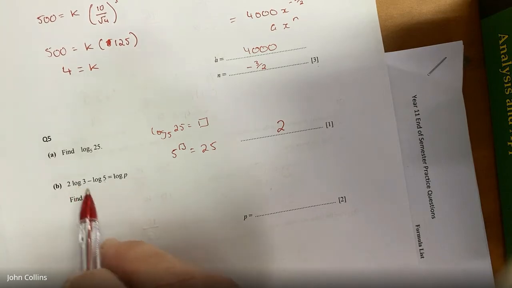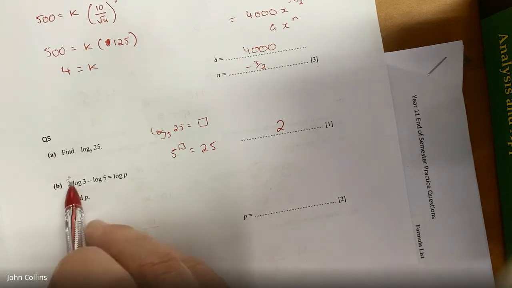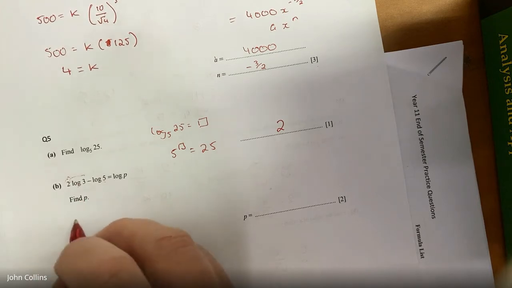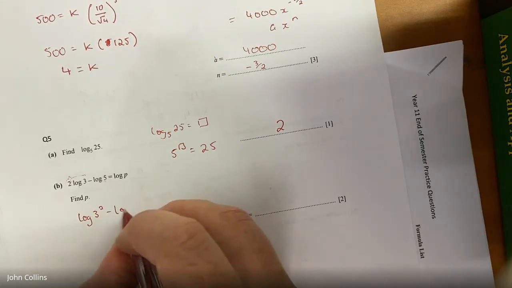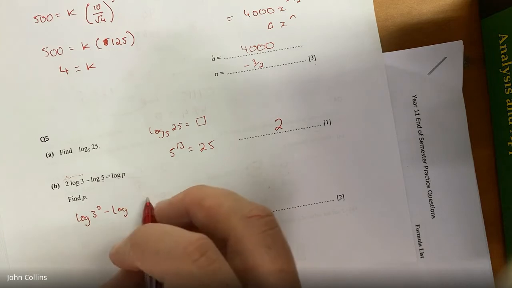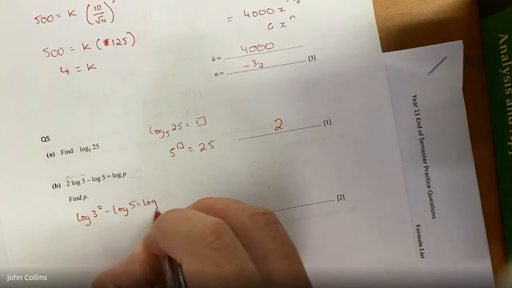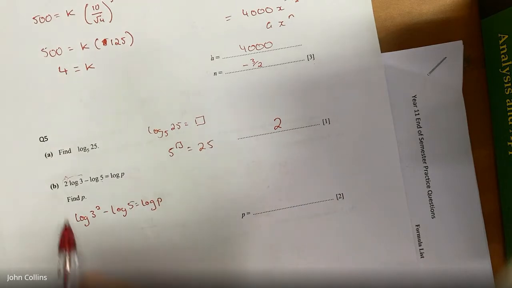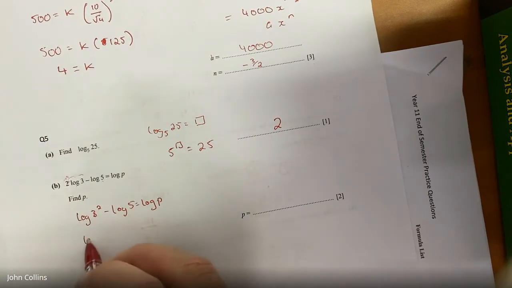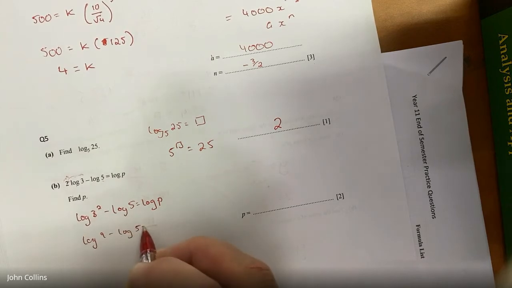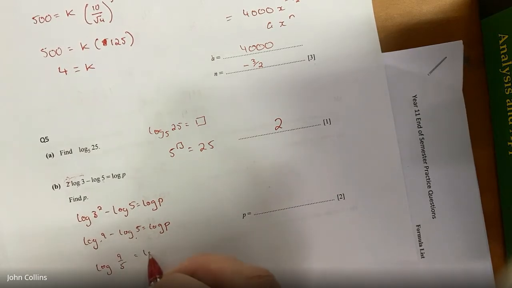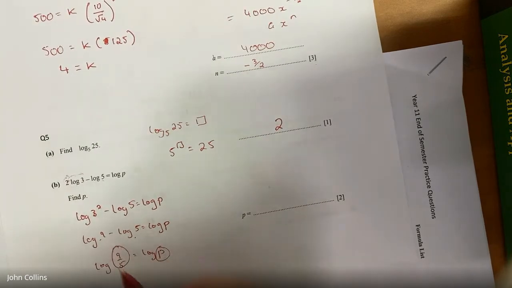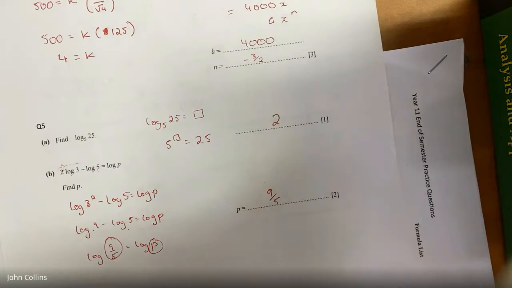Okay. Second one, you need to use the log rules. There's a minus here, but before we can apply the minus, we have to use the third log rule, which is multiply that 2 up. Log 3 squared minus log 5 is log p. So remember that rule. 2 can go up here. 3 squared, of course, is 9. Yep. And subtraction in logs is division. And p, therefore, is 9 over 5.